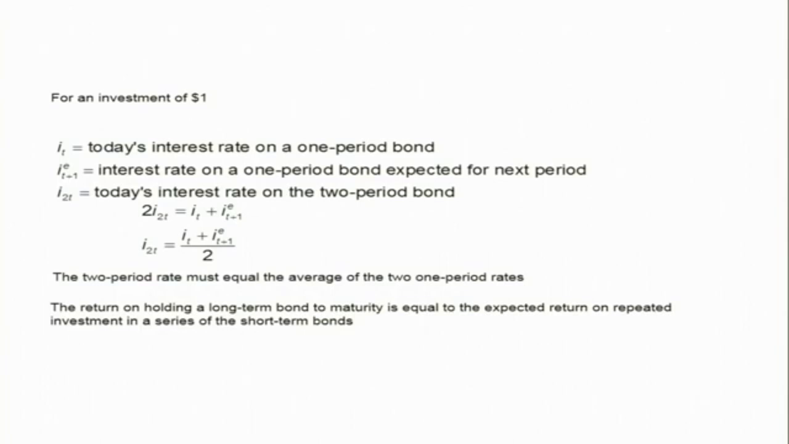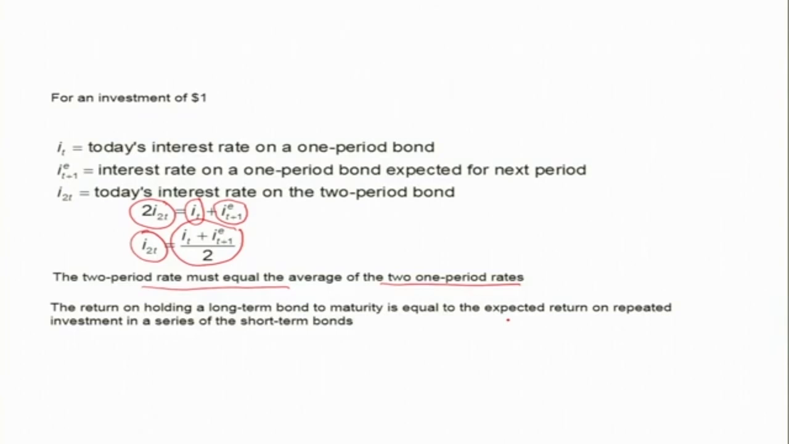In this case, for an investment of $1, the interest rate you are willing to accept on a 2 year bond today is the current interest rate plus your expectation about the 1 year bond in the second year. So you can see that the current rate of interest for a 2 year bond today is going to be the average of these. That means a 2 period rate must equal the average of the 2 1 period rates. So the return on holding a long term bond to maturity is equal to the expected return on repeated investment in a series of short term bonds.